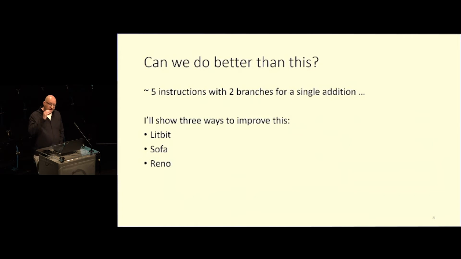So I'm going to show 3 ways to make this a bit better. And in particular, can we get rid of a branch, right? That would be great. So I show 3 techniques, and I have cool names for them, because nowadays I do marketing really well. So litbit, sofa, and Reno. And I think they're all new, but I can imagine someone did this already, like in the 70s in some compiler. So if anyone knows something, please let me know after the talk.